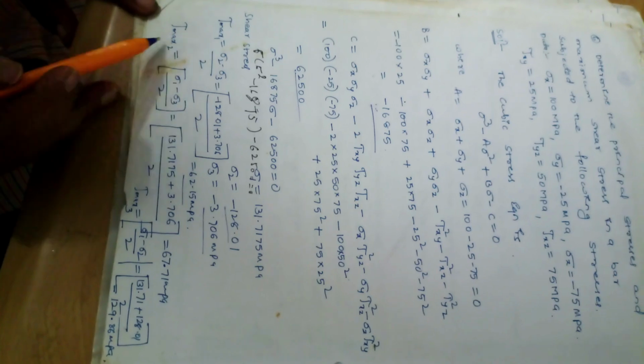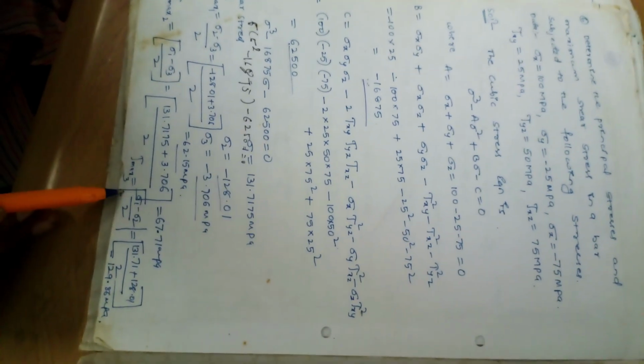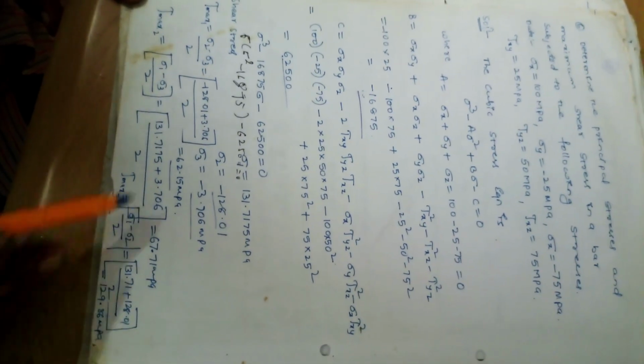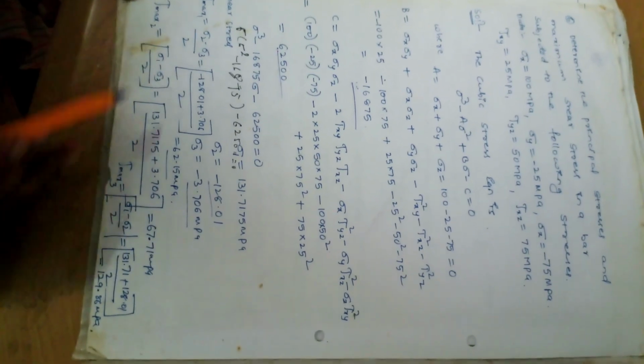So like that tau max 1, tau max 2, you can calculate tau max 3 also by using a different formula. You will get the shear stresses in 3 different values, tau max 1, tau max 2 and tau max 3.